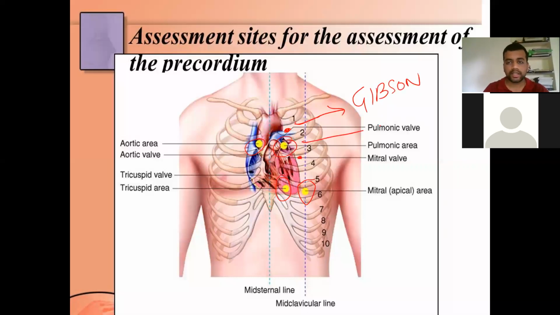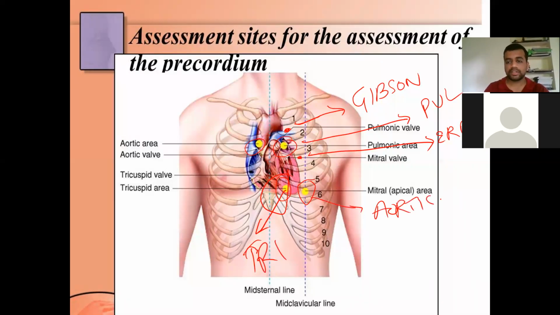Then this is the second here. We have the pulmonary. Then the third one here is the Erb's. Then at the fourth, fifth intercostal space, on the medial aspect, we have the tricuspid, and here we have aortic. So this is your 1, 2, and 3, and this side on the 2 we have aortic. So these are the areas which are there.